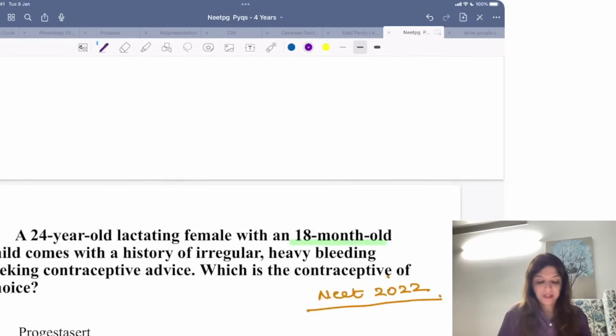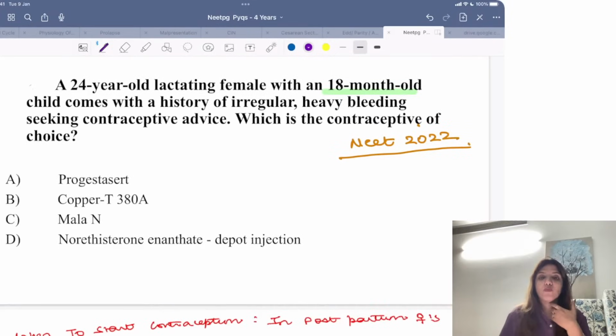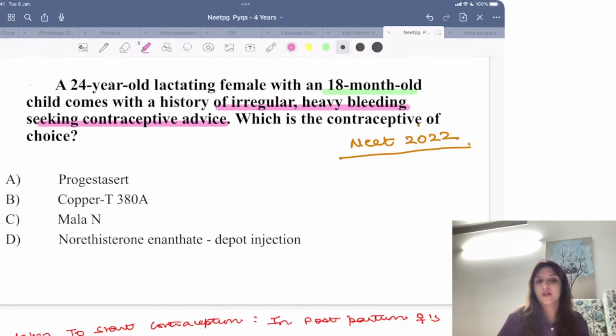Right? Then, a 24-year-old lactating woman with an 18-month-old child comes with history of irregular heavy bleeding and seeking contraceptive advice. What is the contraceptive of choice over here? Now, tell me, in this case, what is there? The patient is having irregular heavy bleeding. She has an 18-month-old child and she has come to you for contraception.